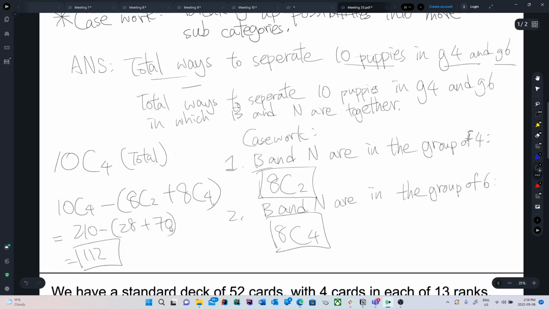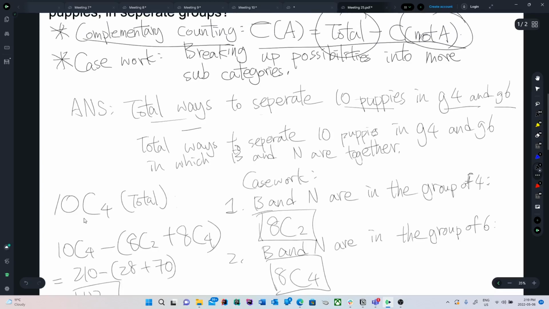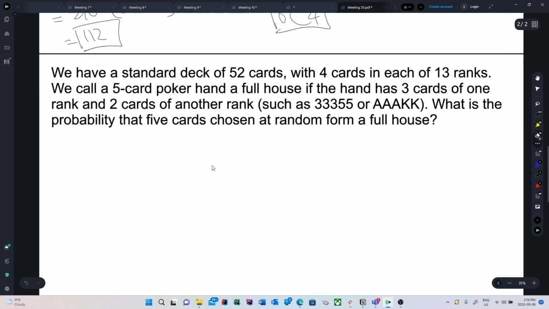One wrong example would be, in calculating the total number of cases over here, using 10 times 9 times 8 times 7 to determine the total number of choices instead of using 10 choose 4. In that case, the order of the puppies does matter, and that's not what the question wanted. So let's get back to our question 3.